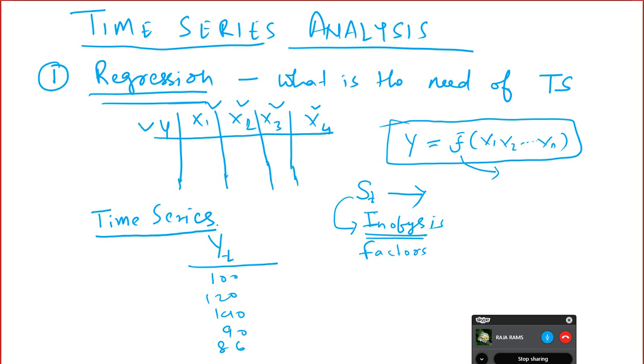So here is regression. You have y, and then you have a bunch of independent variables like x1, x2, x3, x4, and so on. Y is a function of x1, x2, up to xn. That's a regression analysis. Similarly, in logistic regression and other classification techniques, you have similar functional forms. In stock price prediction, the price is the dependent variable. But what could the independent variables be?